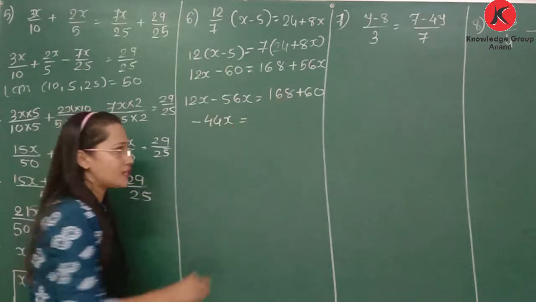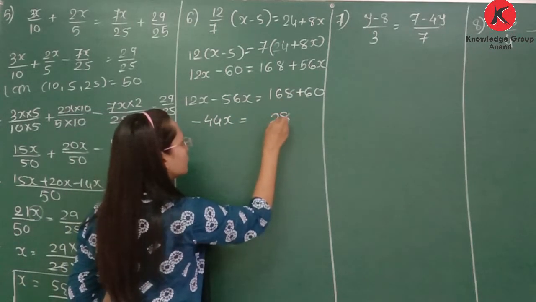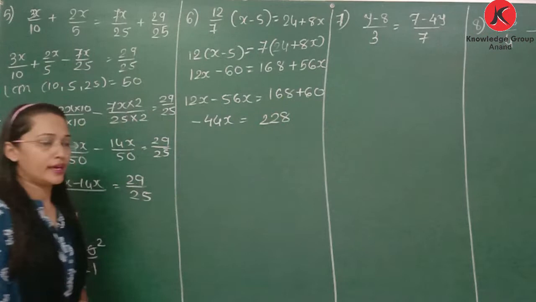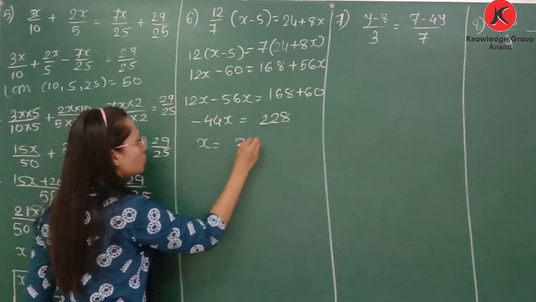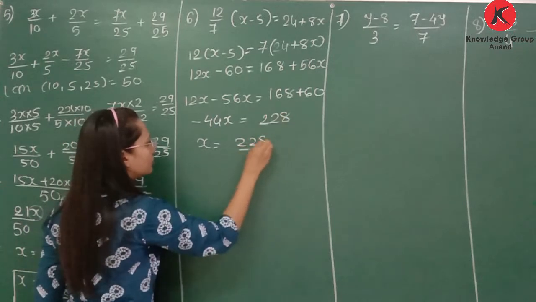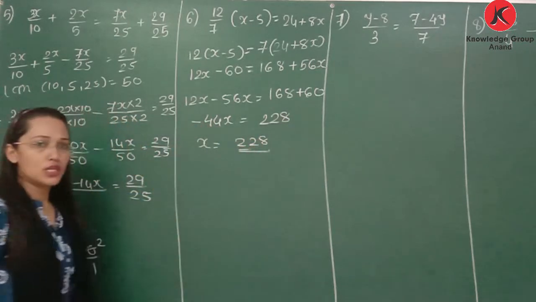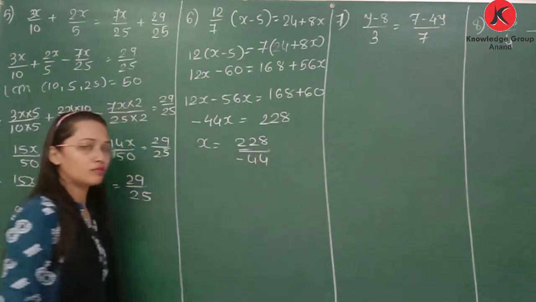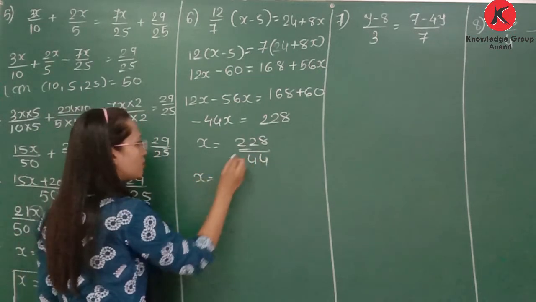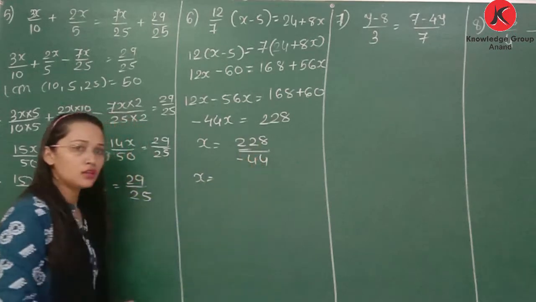On right side we have 228. Now x is equal to 228. Minus 44 is in a multiplication, it becomes division. Now find the common factor between 228 and 44.